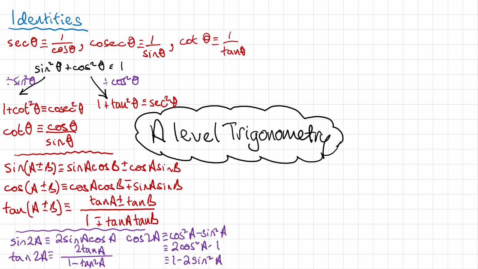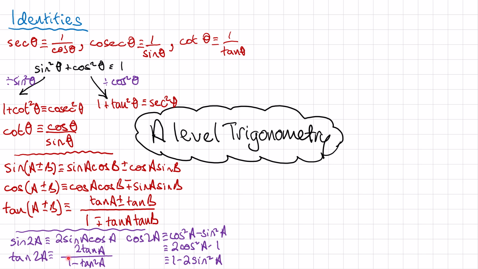Now, if we take this addition formula and basically do A plus A instead of A plus B, we get what's called the double angle formulae. So replacing the B with an A and using a plus sign, sine 2A will become 2 sine A cos A.